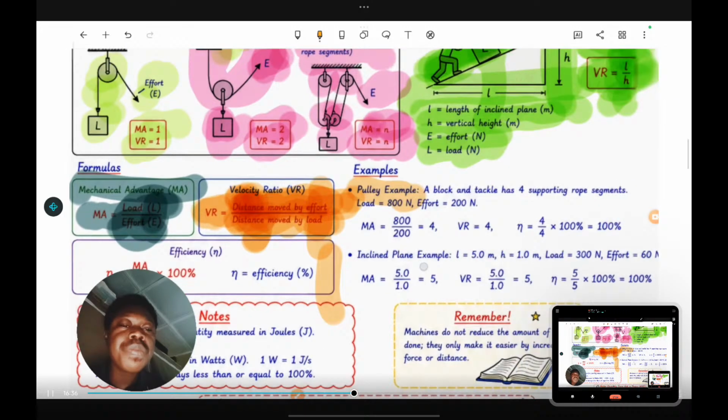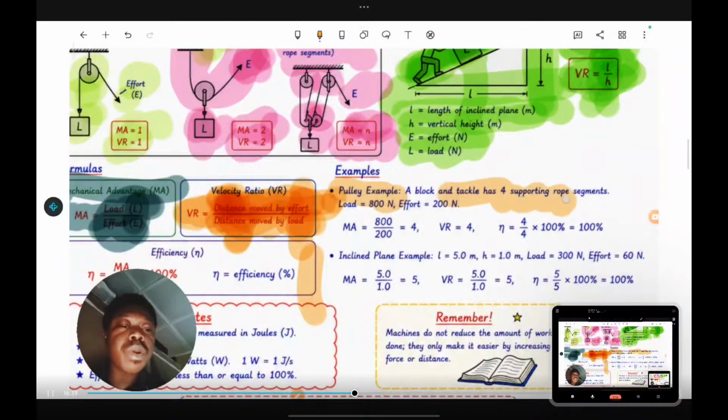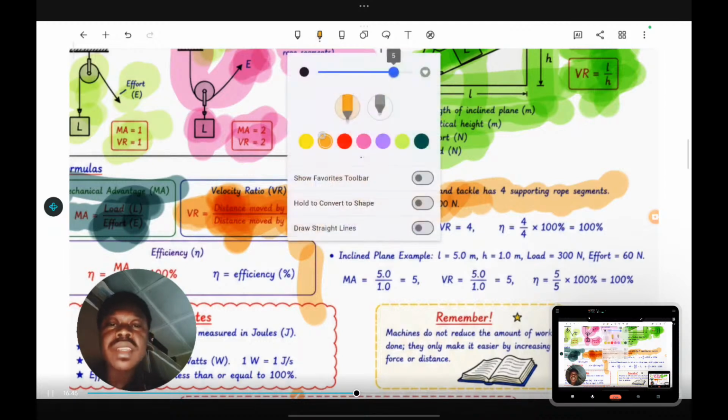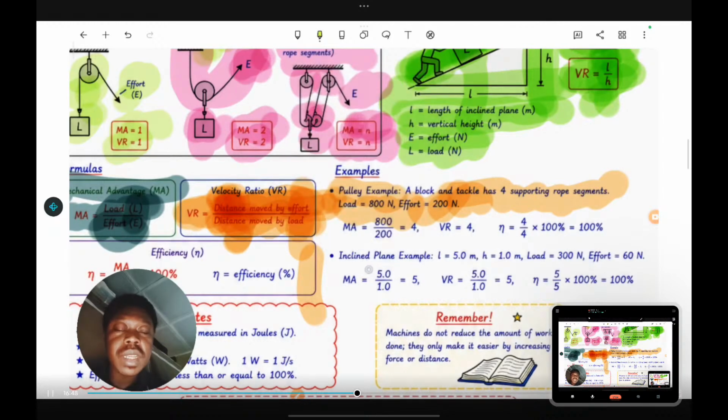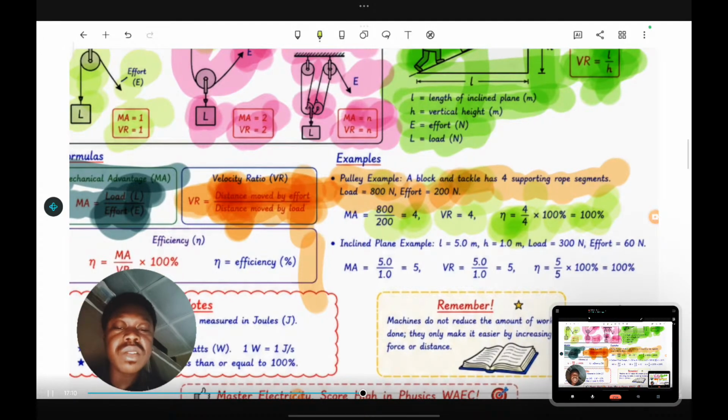Then pulley, for example, if a block and tackle has 4 supporting rope segments, the load equals 800 Newton, effort equals 200 Newton. How are you going to find the mechanical advantage? You will say load over effort, which will give you 4. The velocity ratio is 4 because of the number of supporting ropes, and the number of supporting ropes equals 4. So efficiency is 4 over 4 multiplied by 100 to give you 100%.